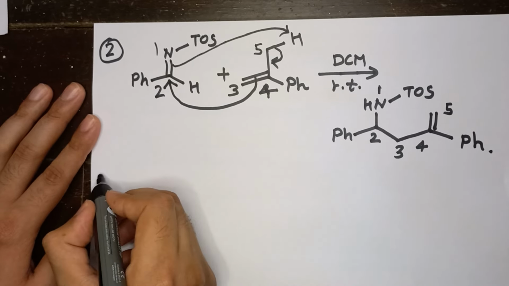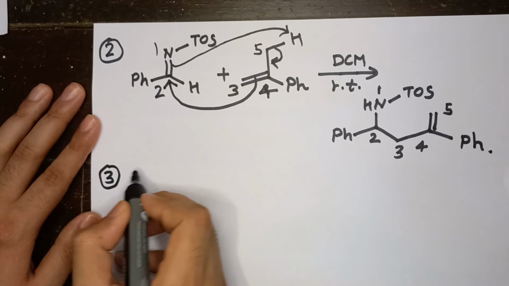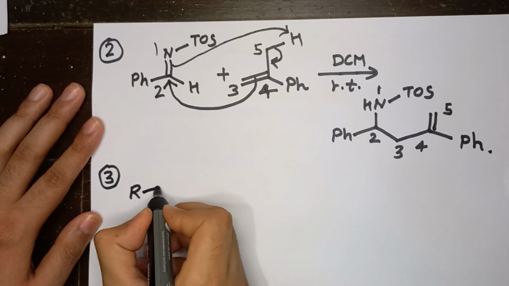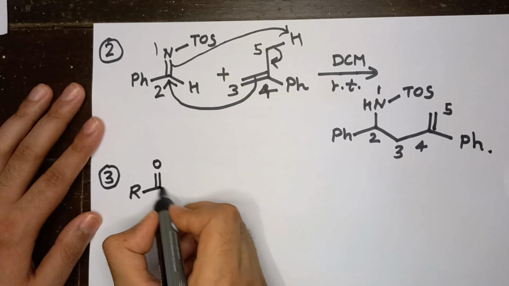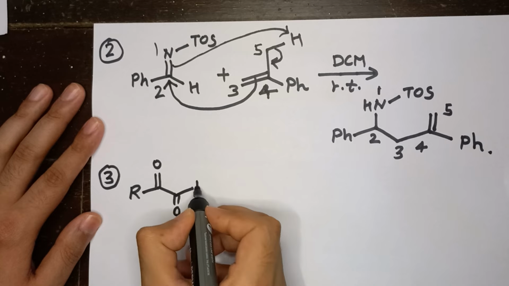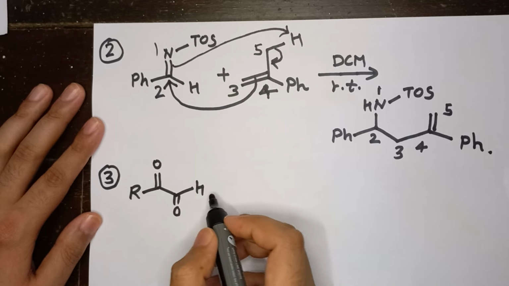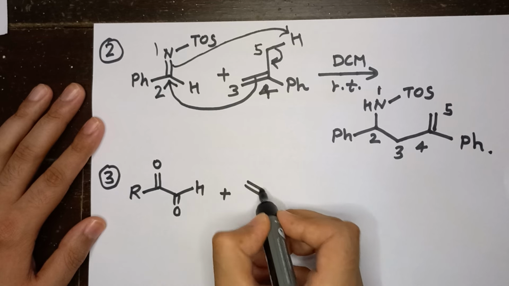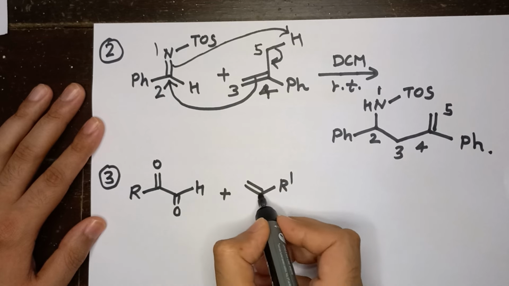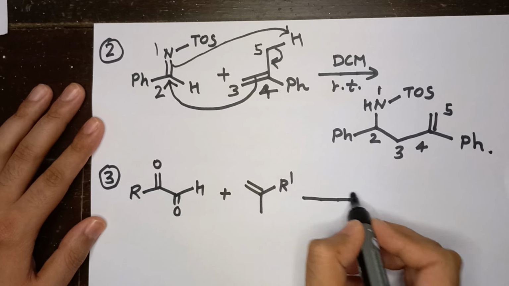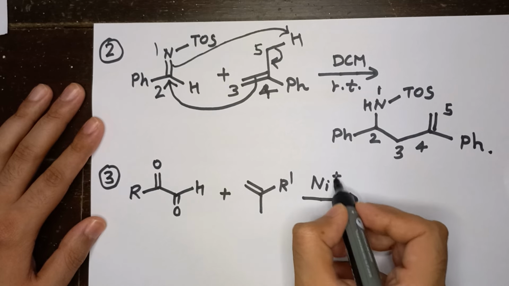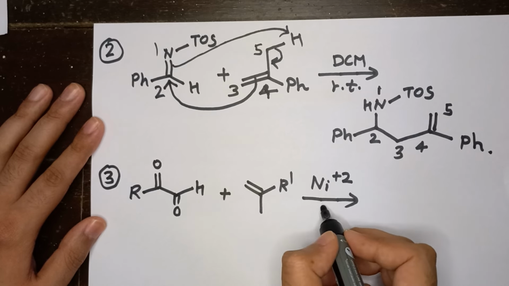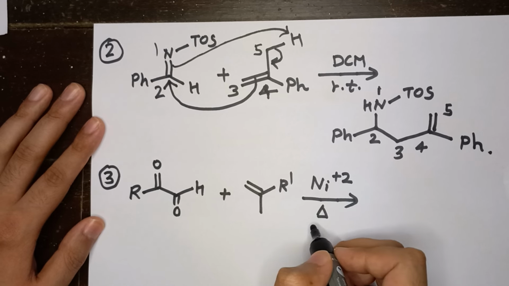Let me give you one more example. Let's say I am reacting this ketone. Let me keep an aldehyde here. So we have an aldehyde and a ketone in one molecule, and this is my alkene. I am reacting this in presence of a nickel catalyst, and we are heating it up. So what is the product?